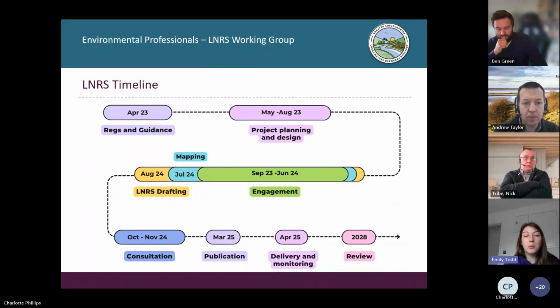We're aiming to go out to public consultation in October, November of this year, with the overall aim to get published by March 25. March 25 is a deadline set by DEFRA, so we're working towards meeting that deadline. And then from there, it's delivery and monitoring of the progress of the LNRS, and then waiting for the opportunity to review, which will be called upon us by the Secretary of State.